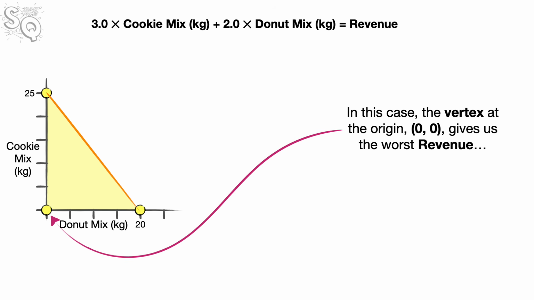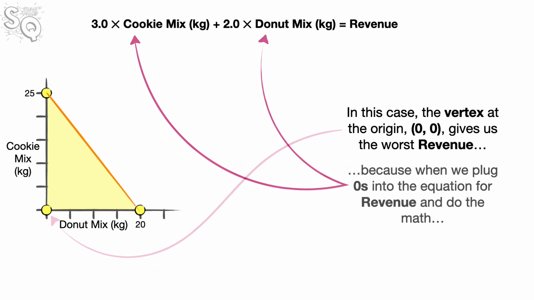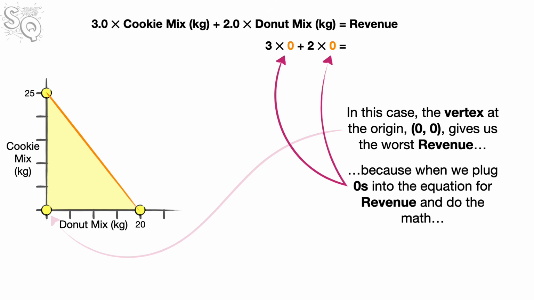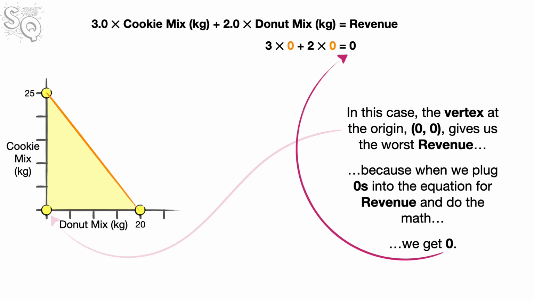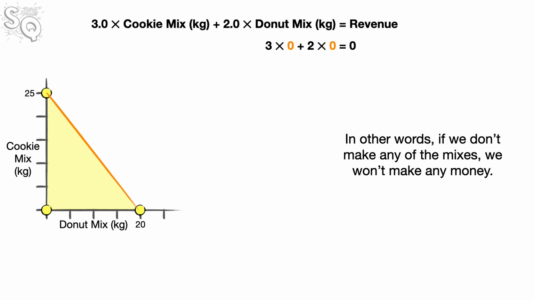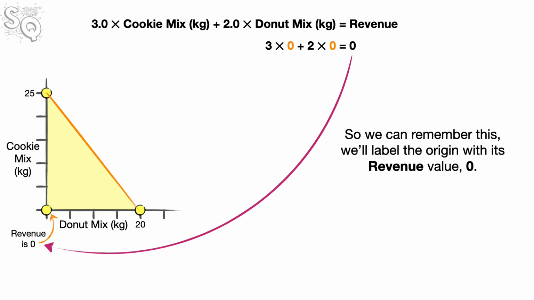In this case, the vertex at the origin, 0, 0, gives us the worst revenue. Because when we plug zeros into the equation for revenue and do the math, we get 0. In other words, if we don't make any of the mixes, we won't make any money. So we can remember this, we'll label the origin with its revenue value 0.